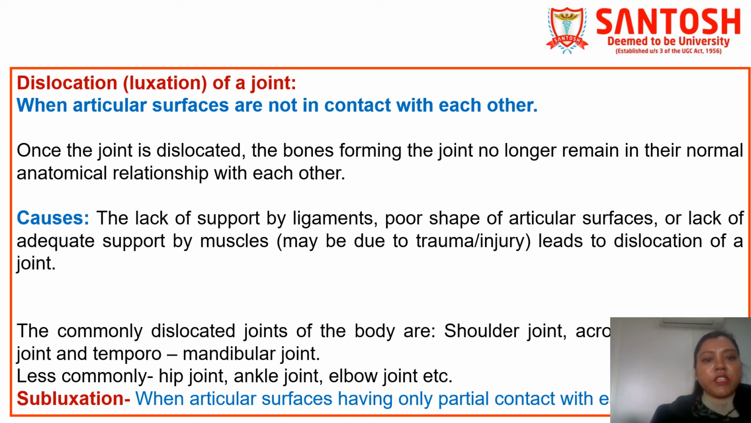What is dislocation and what is subluxation? So dislocation, when the joint gets dislocated, the bone forming the joint no longer remains in contact with the other bone. If there is no contact, it is called dislocation.